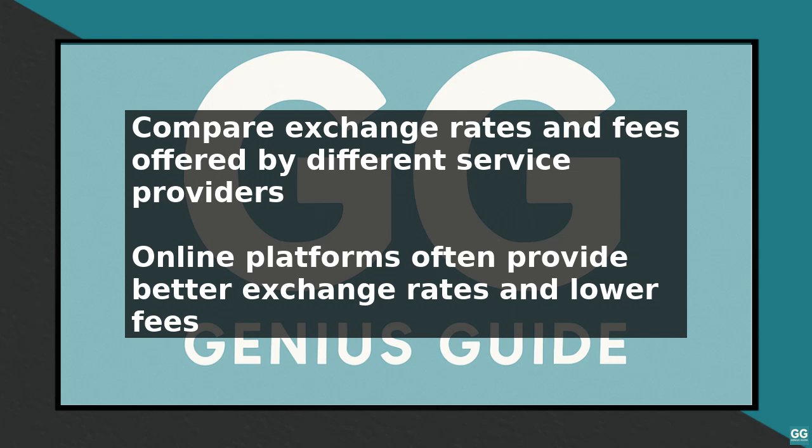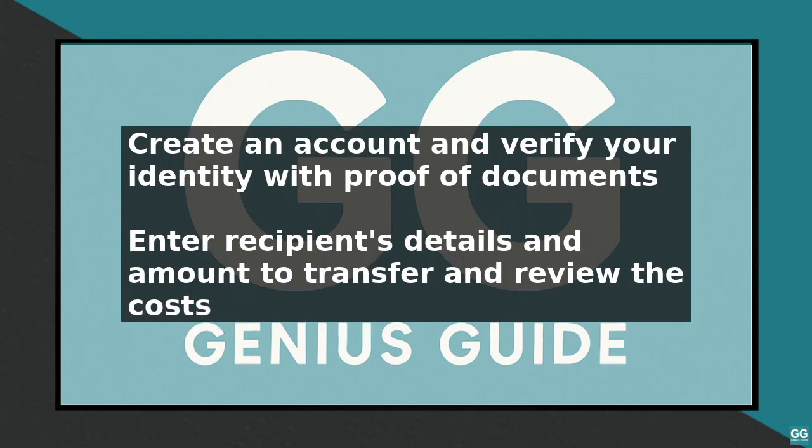Once you have chosen your service provider, create an account and verify your identity. This is a mandatory step to comply with anti-money laundering regulations. You will need to provide proof of identity, such as your passport or national ID card, and proof of address, such as a utility bill or bank statement.